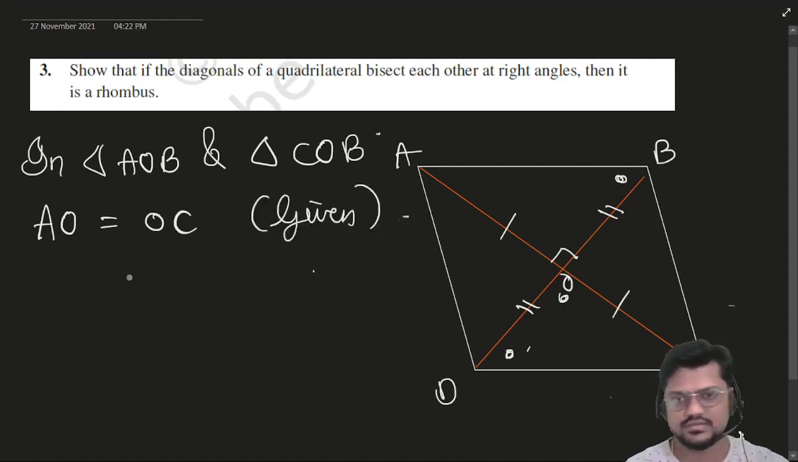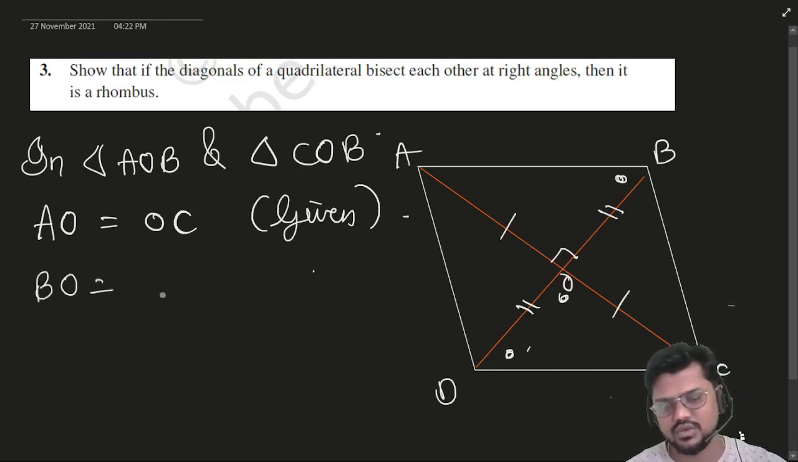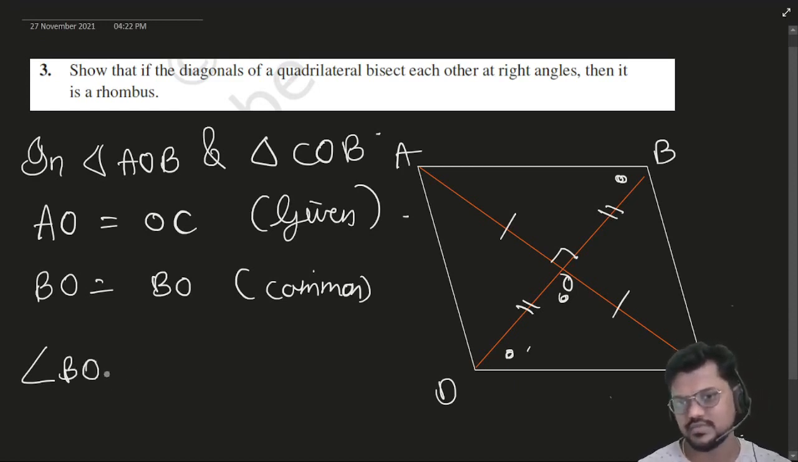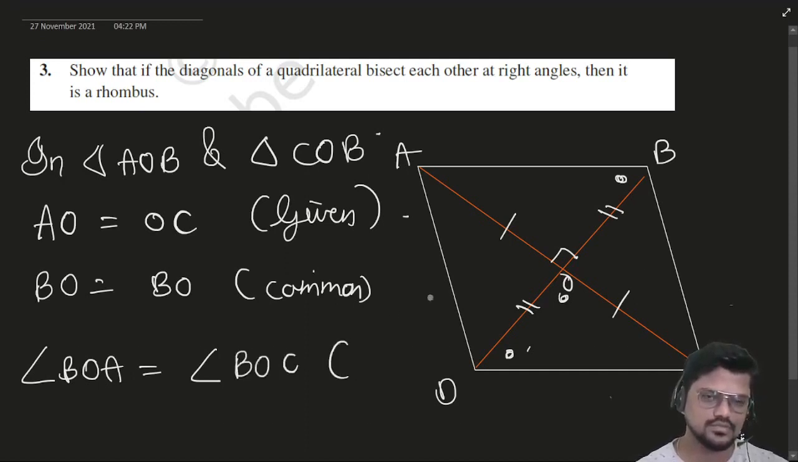After that, BO is equal to BO, common. They both are common. Also, angle BOA is equal to angle BOC. Why are they both equal? Oh wait, each is 90. Yes, each 90.